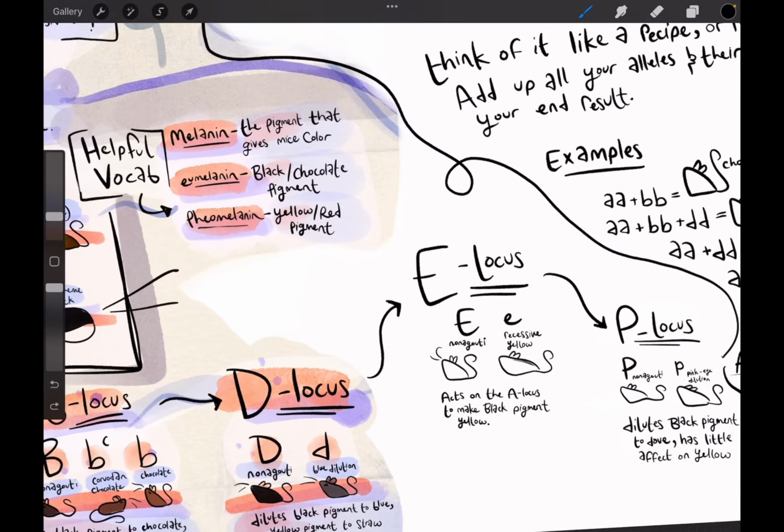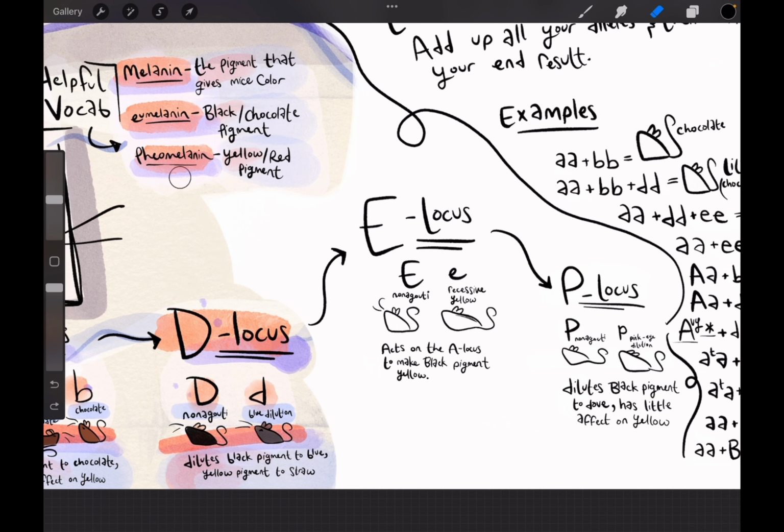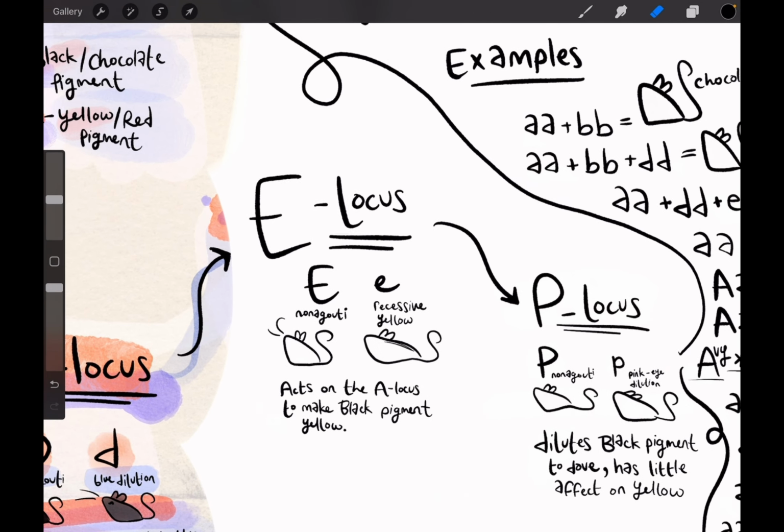And next up, we are on to the E locus. Alright, so the E locus is one of my favorites. This is the locus of recessive yellow, and you might be wondering what's up with the E.